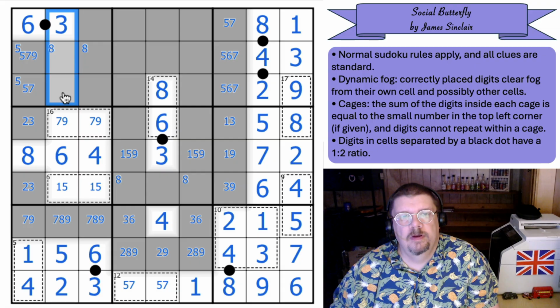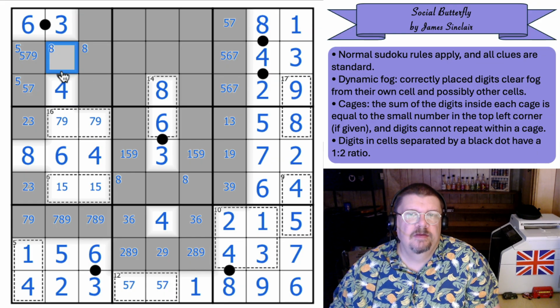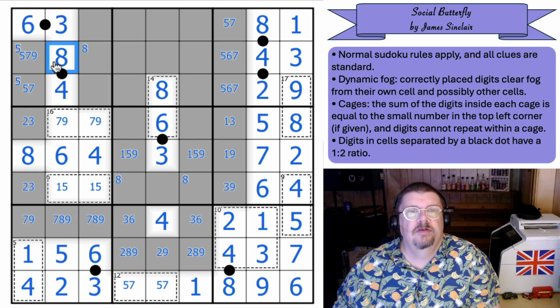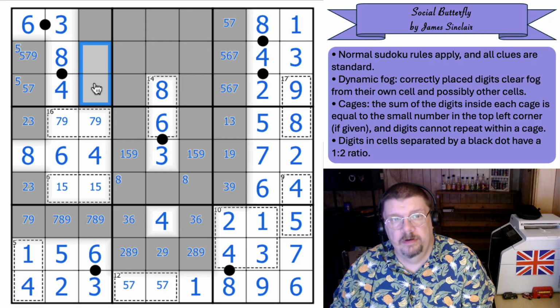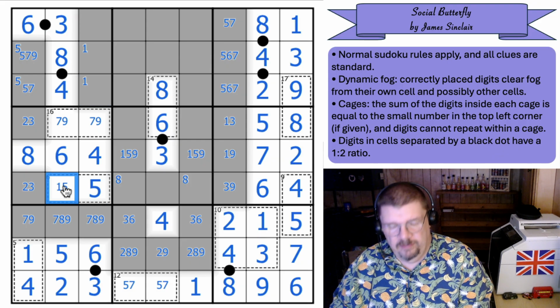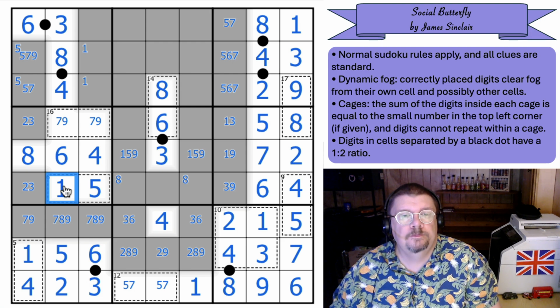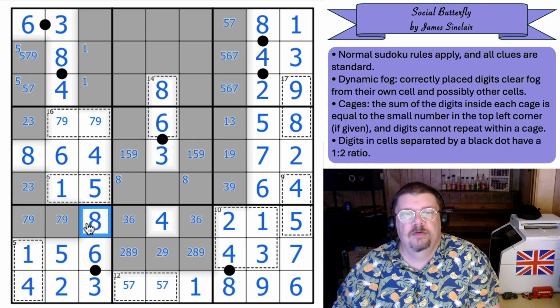Right. 4 in this column must go in one of those two, and this 4 tells me which one. So that's a 4. That is now 8 or 2, but I already have a 2 in the column. So that's an 8. So now 1 must go in one of those two. That makes that 5, and that one a 1. That is not 8. That is the 8 in the box.